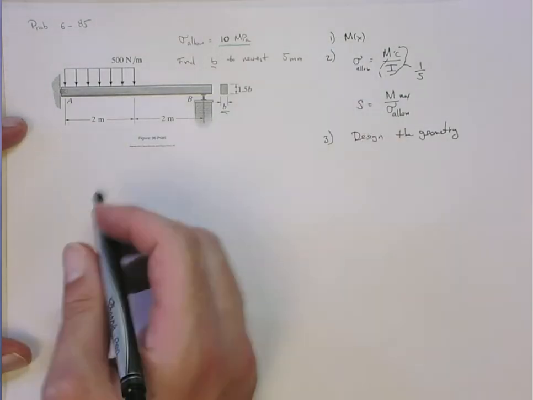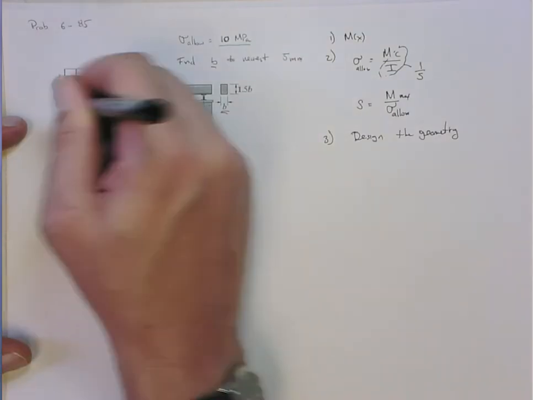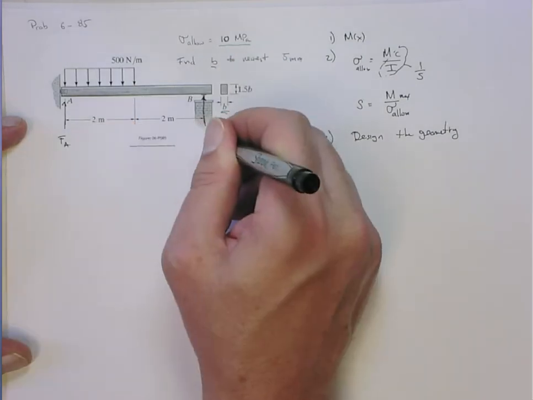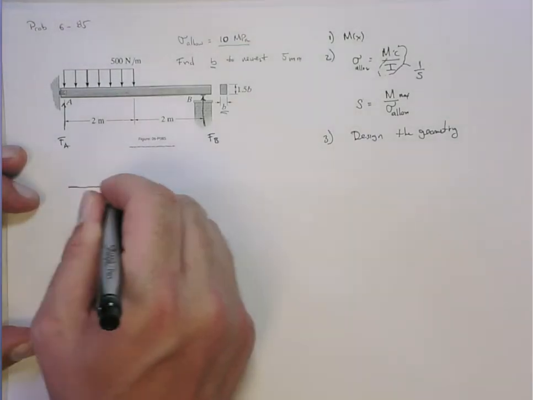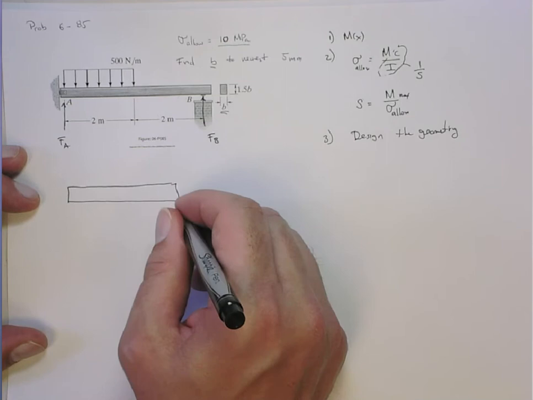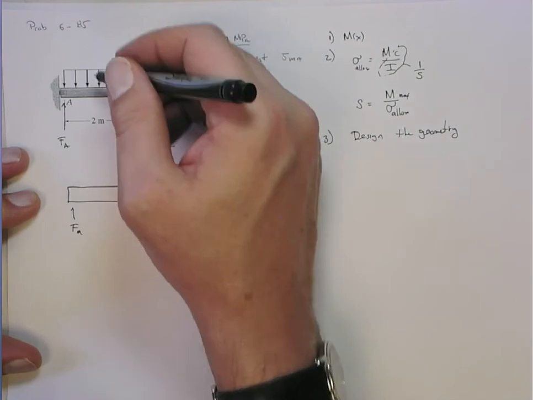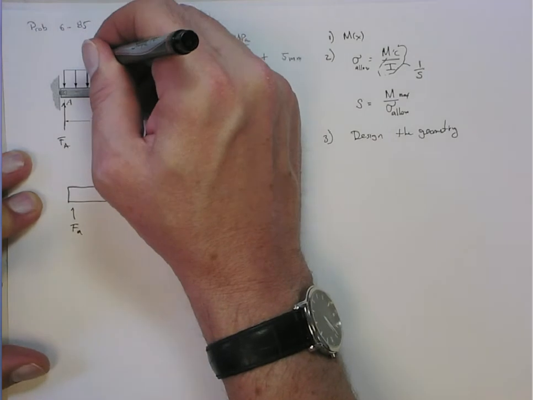Let's find the bending moment diagram. So first, to do that, we need to compute the reaction forces. So we'll put a force at A and the reaction force at B. To do that, we invoke equilibrium on the entire beam. So here's the free body diagram of the total beam: FB, FA, and then we can make the equivalent point force of this distributed load.